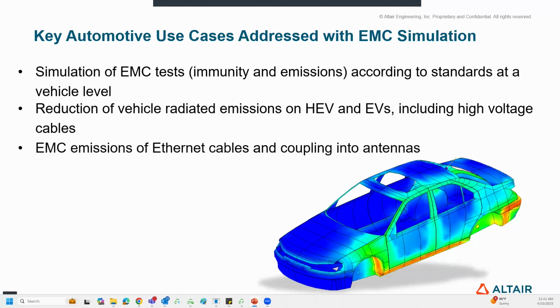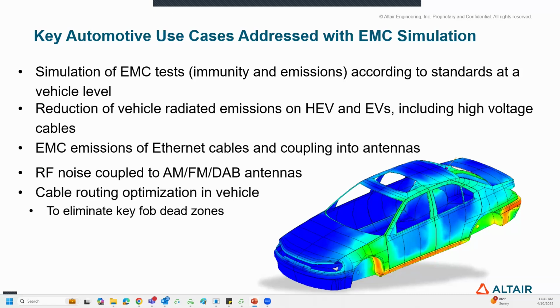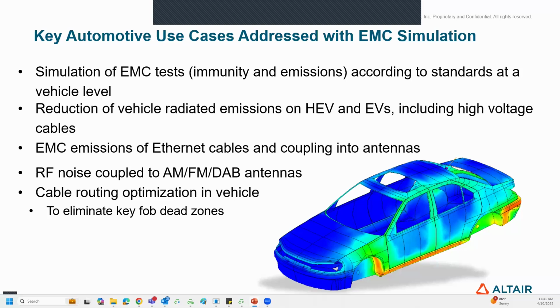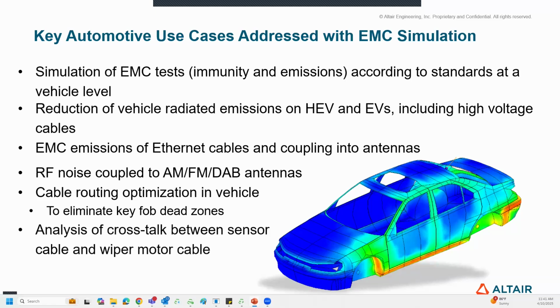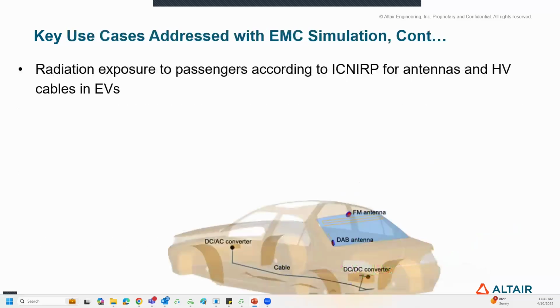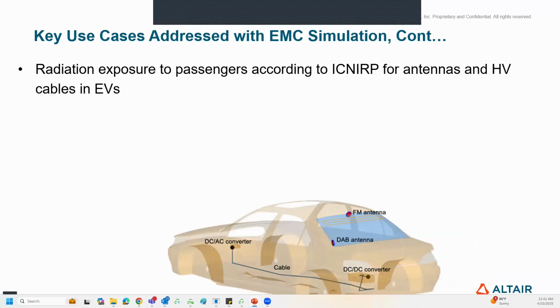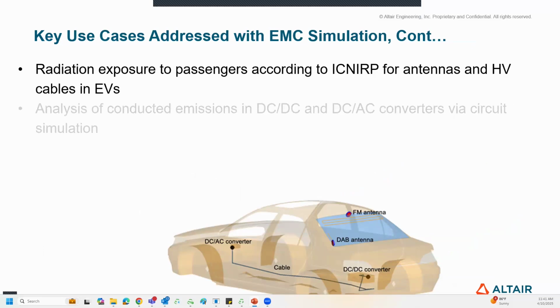Emissions from Ethernet cables coupled into other devices or antennas. RF noise coupled into automotive antennas like the AM or FM or the DAB antennas. You can optimize cable routing to eliminate some dead zones for the key fob. And you can do the crosstalk analysis between the sensor cables as well as the wiper motor cable. The radiation exposure to passengers as per the ICNIRP standard for antennas and high voltage cables in vehicles, so that can be performed using simulations.